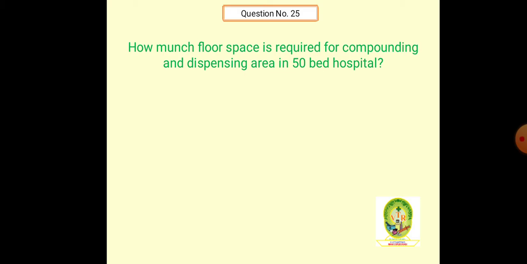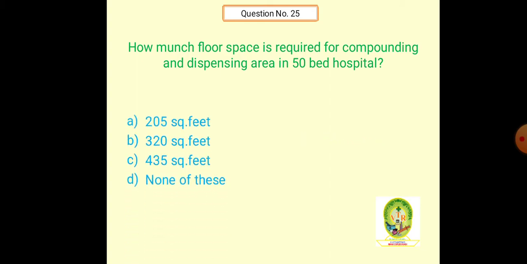How much floor space is required for compounding and dispensing area in 50-bed hospitals? Options are A. 205 square feet, B. 320 square feet, C. 435 square feet, D. None of these. Right answer is A.